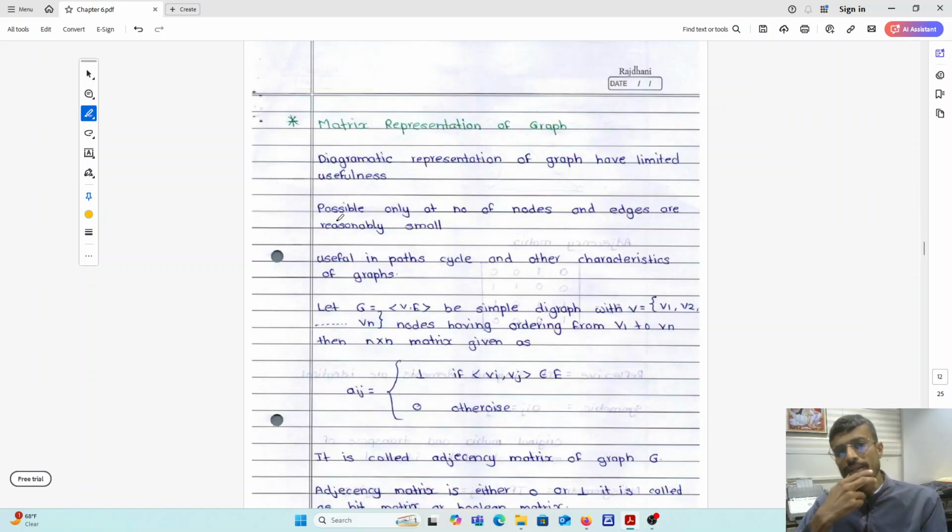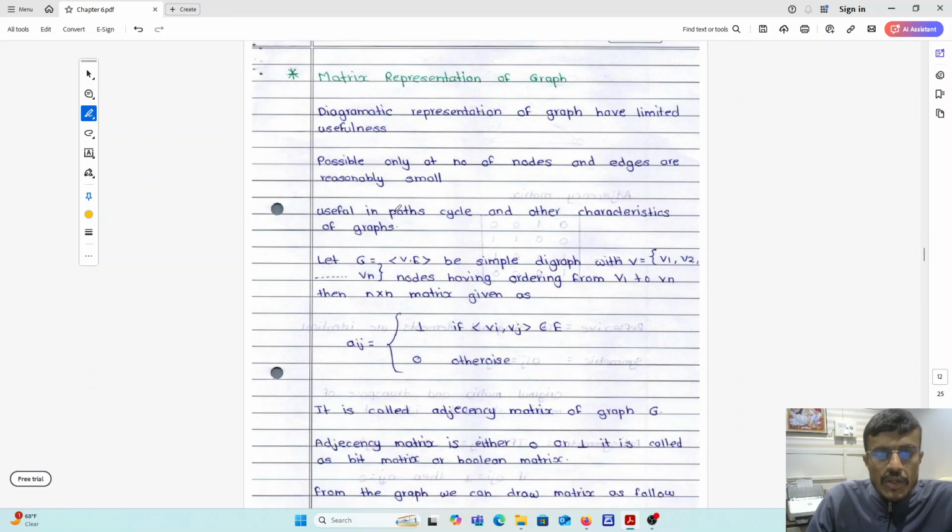Now a very important point, matrix representation of the graph. So how to represent the matrix of the given graph? Basically, diagrammatic representation of a graph has limited usefulness. So it has to be represented in matrix form. It is possible only when the number of nodes and edges are reasonably small. It is useful for paths, cycles and their characteristics in the graph.